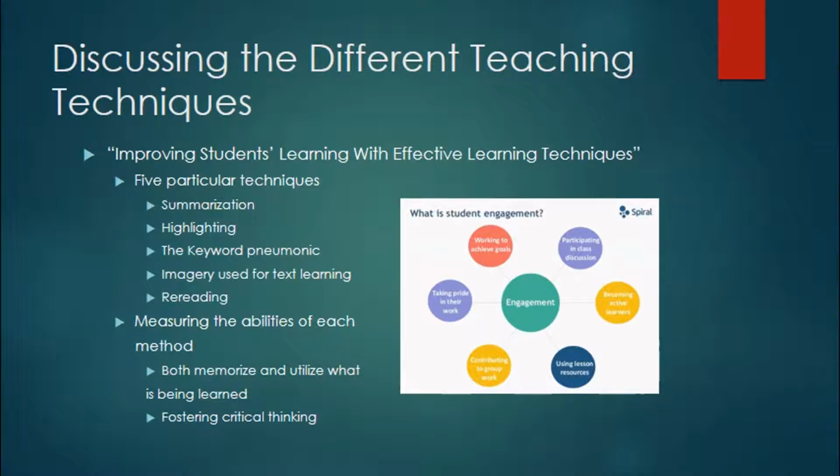The 5 techniques that are mentioned are summarization, highlighting, the keyword mnemonic, imagery used for text learning, and rereading. Apart from discussing how students learn differently, the authors of this article discuss how each of these 5 different techniques can be used to try to promote student learning.